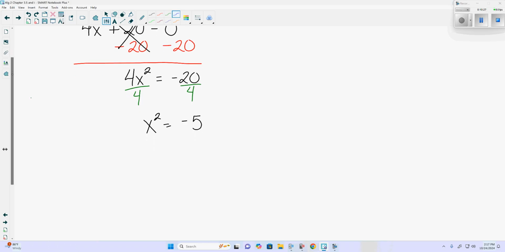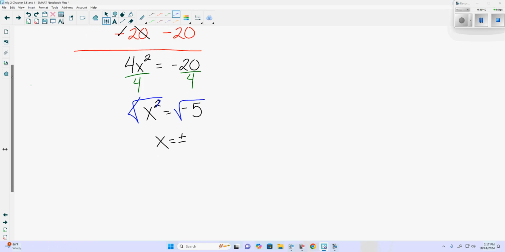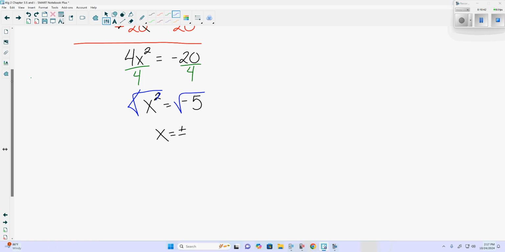Now we need to square root both sides, because our square root and square will cancel, leaving us with x is equal to plus or minus. Now the square root of negative 5, the negative is going to come out as i. And what that leaves us with is the square root of 5.